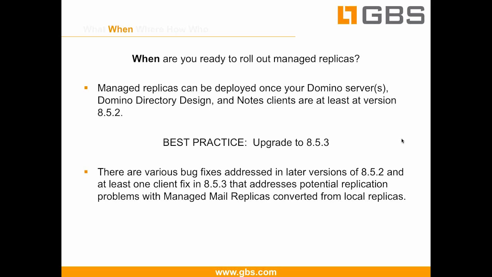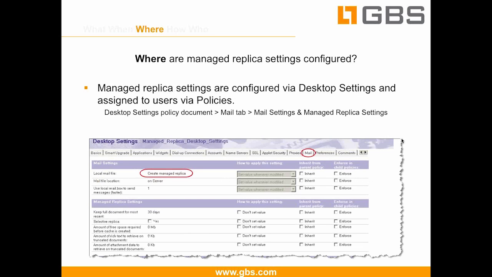There have been several bug fixes in later versions of 8.5.2, the fix packs, and at least one client fix, primarily in 8.5.3, that could address potential replication problems when you're converting from a local replica. So if you do need to convert some users from local replicas, you definitely want to go to 8.5.3 to start off with, so you don't run into any of those potential problems.